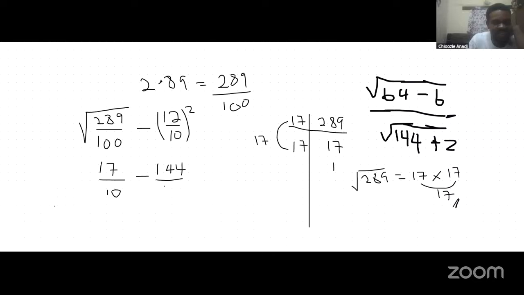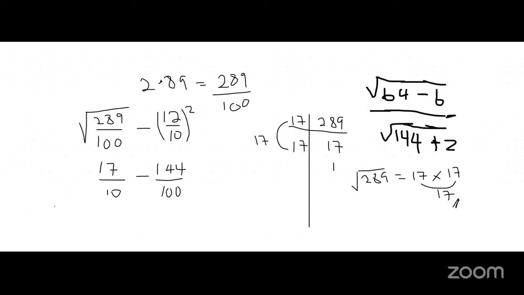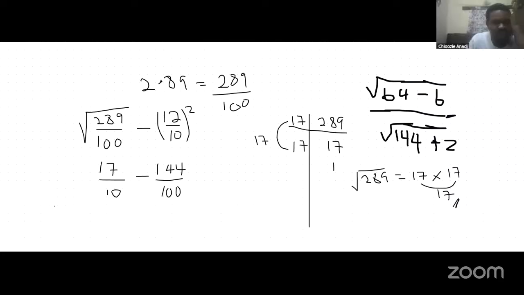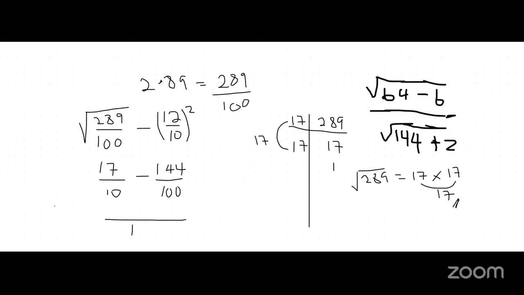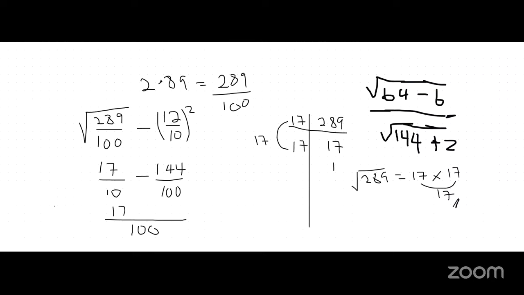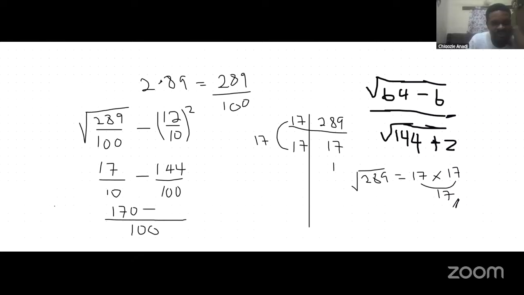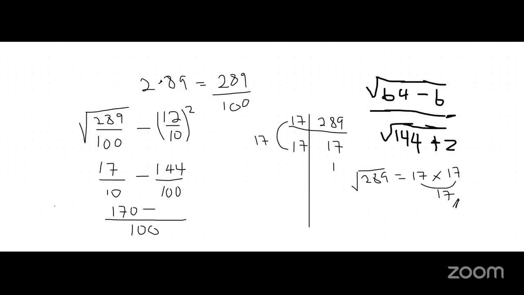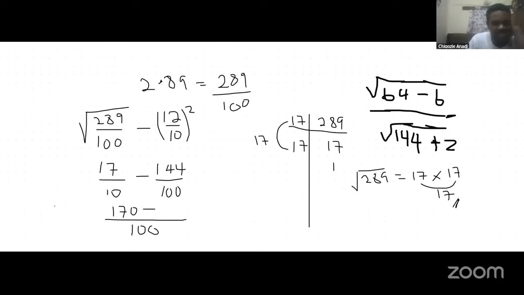Now we can solve this. You can either use the butterfly method as I taught you, or LCM, or equivalent fractions. Once you apply any of them, you will get the same answer. So let's use our LCM. Our LCM is 100. How many times can we get in 100? 10 times 17. Minus 100 divided by 100 is 1, times 144. So what is 170 minus 144? What would that give you?